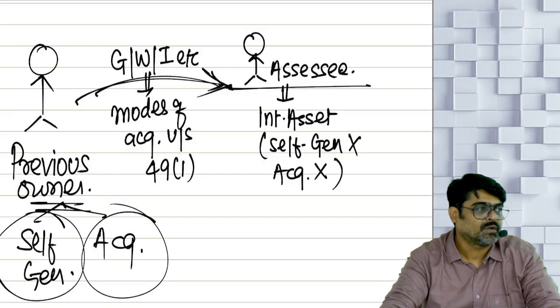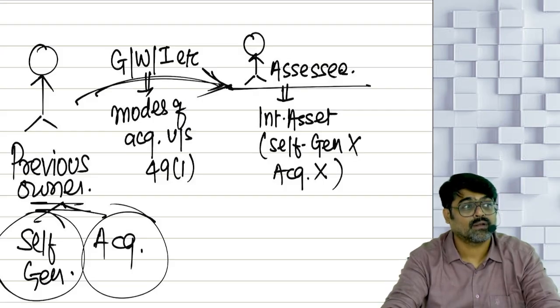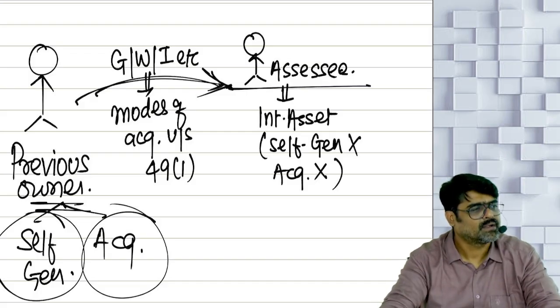So right now you are selling a goodwill. Did you self-generate it? Did you acquire it? This goodwill came to you by way of gift. So will you calculate the capital gain of that goodwill? Yes. You sold the goodwill for 20 crores. Full value of consideration is 20 crores, minus transfer expense, which is nil. Net consideration will be 20 crores.